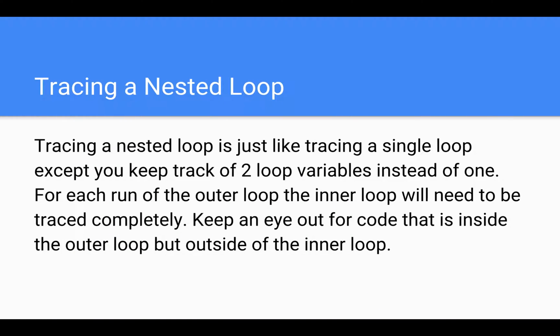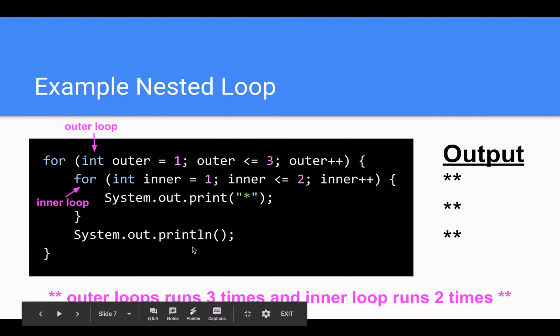Tracing a nested for loop. Tracing a nested loop is just like tracing a single loop, except you keep track of 2 loop variables instead of 1. For each run of the outer loop, the inner loop will need to be traced completely. Keep an eye out for code that is inside the outer loop, but outside of the inner loop. So a situation like this println statement here.